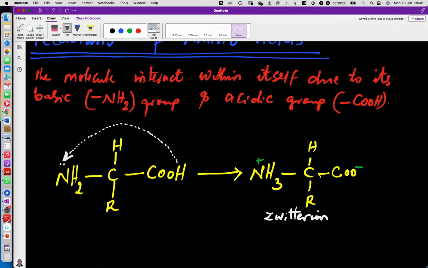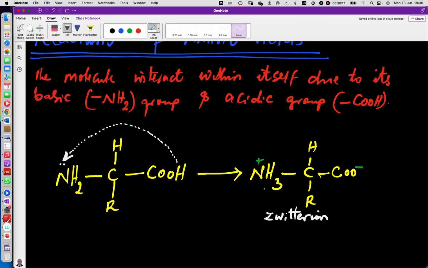As we said, the molecule interacts within itself due to the basic and the acidic groups that are present there. This is the carboxyl group, which is the acidic group. Being an acid, acids are proton donors. So this group will donate a proton to the amino group. On the amino group, there is a lone pair of electrons on the nitrogen. The amino group now accepts the proton, and a zwitter ion is formed.